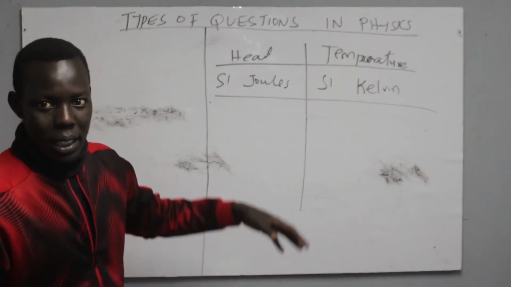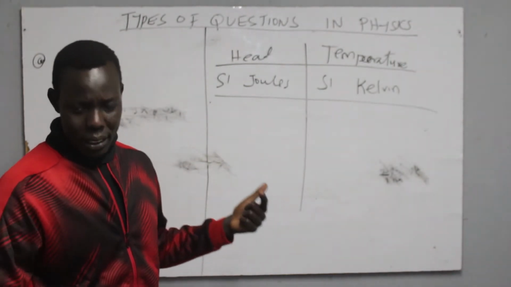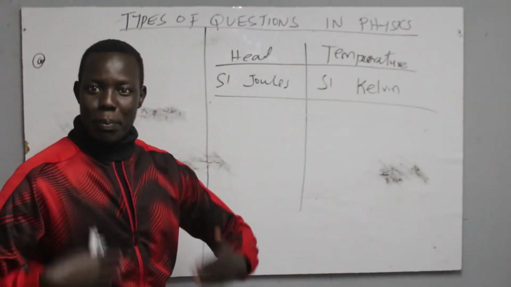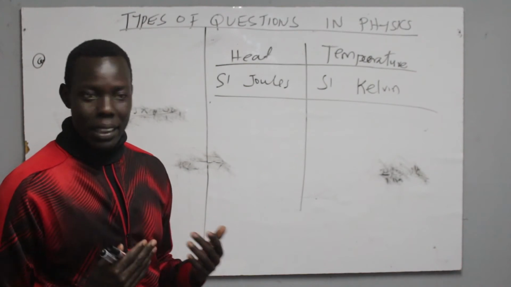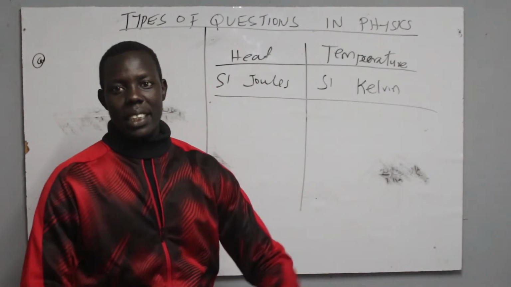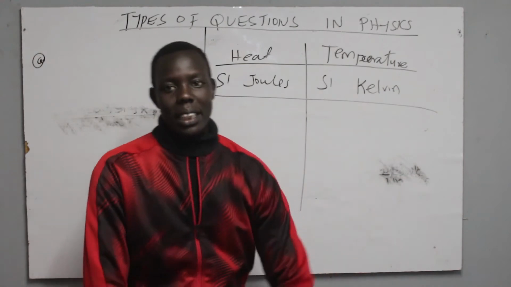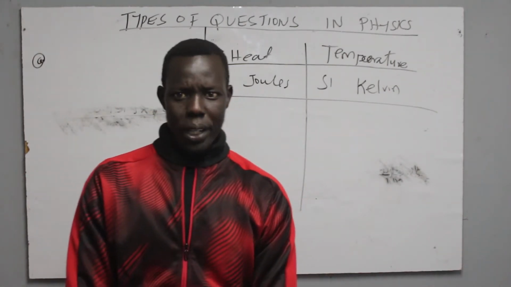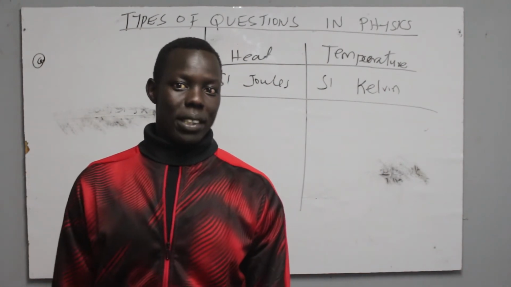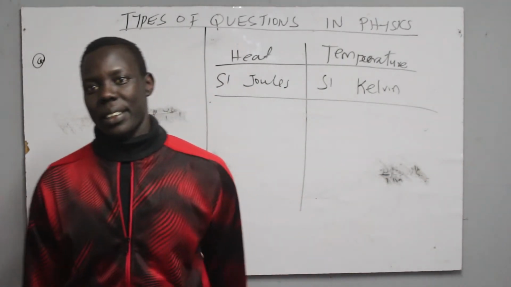And this one does not come out well for a student. For you to qualify to get a whole mark here, the difference must be true. If you tell us the SI unit of heat is joules, then you tell us the SI unit of temperature is degrees Celsius, even if you have it right concerning the heat and wrong concerning the temperature, you will not score it. Unless the whole of it is true, you will not score it. So please, this one is not for guesswork. If you have to differentiate, you differentiate.